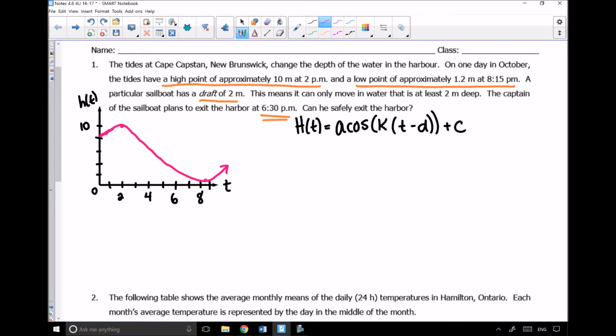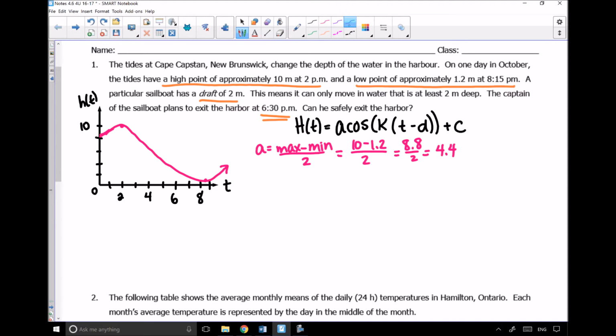Well, remember, our amplitude is simply the difference between our minimum and our maximum divided by 2. So I can say my amplitude is my max minus my min, cut in half. The maximum is 10, the minimum is 1.2, so I get 8.8 divided by 2, which is going to give me 4.4. So I know my amplitude is going to be 4.4.